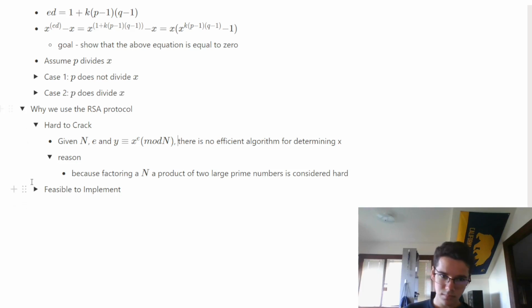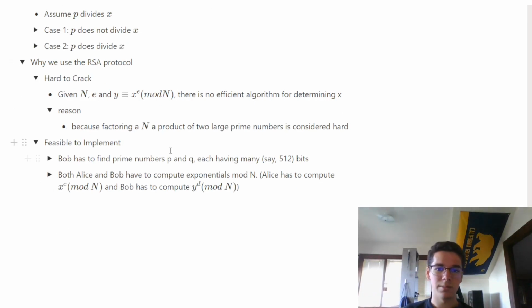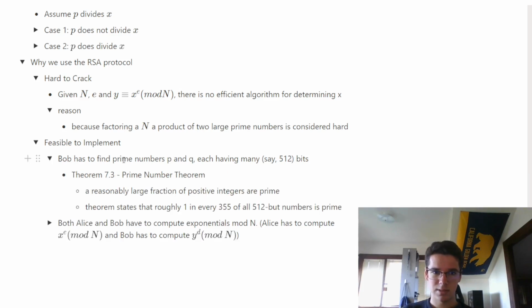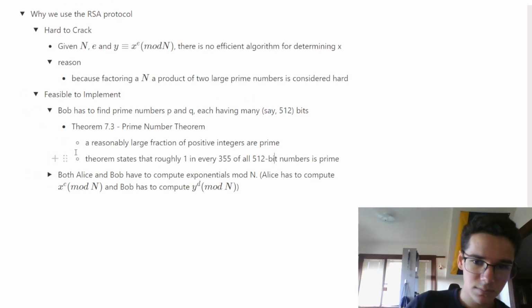Compared to that, it's relatively feasible to implement, because Bob in this case has to find two prime numbers, and we can say that they have 512 bits. If they have 512 bits, then we know from the prime number theorem, which was given to us in the notes, that roughly 1 in every 355 of all 512-bit numbers is prime. So it's not too difficult to find two prime numbers to multiply together to get our capital N.